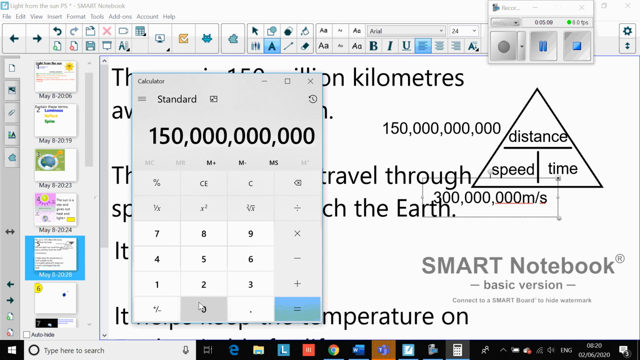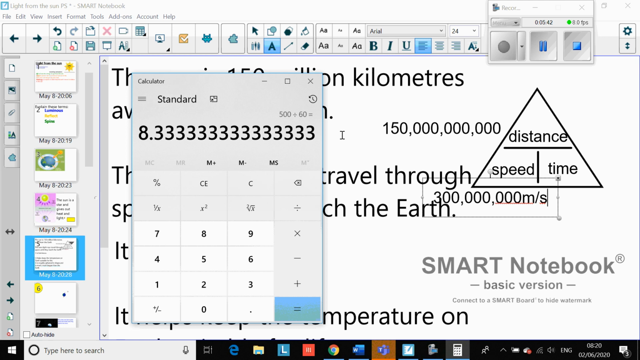Right. So 150 million, there it is. Now I divide that by the speed, which I just said was 300 million. And that gives us 500. So the time is 500 seconds. So it takes 500 seconds for light to travel from the sun over to the Earth. And if we just divide that by 60, because there are 60 seconds in a minute, so 8.3 minutes.